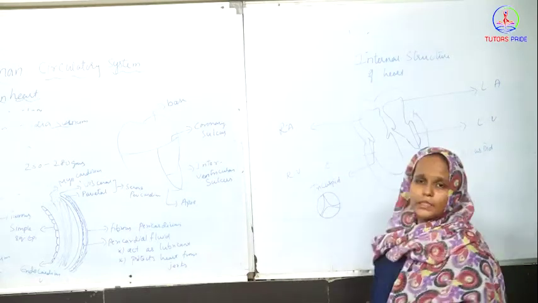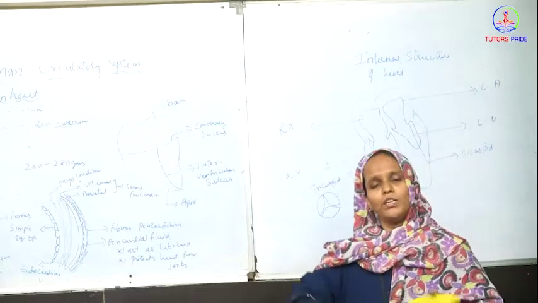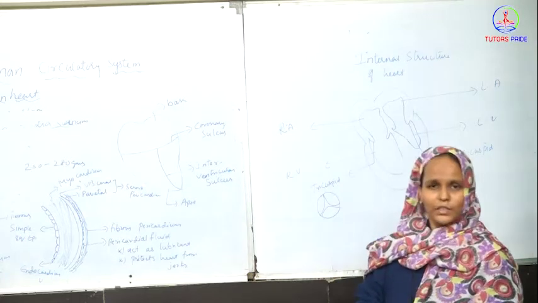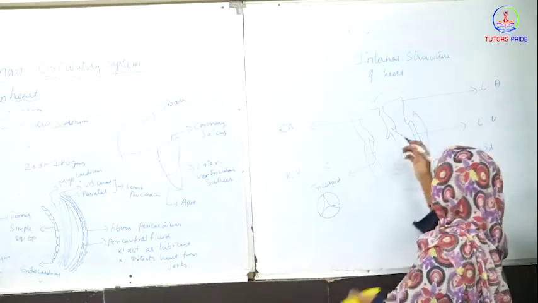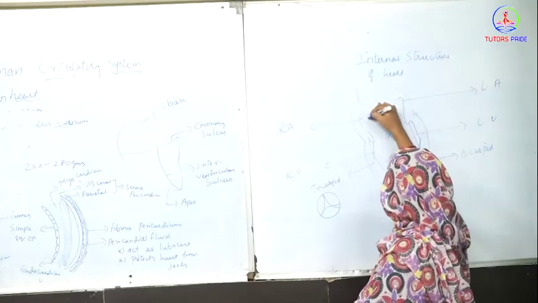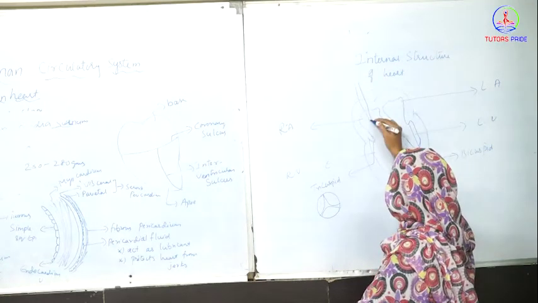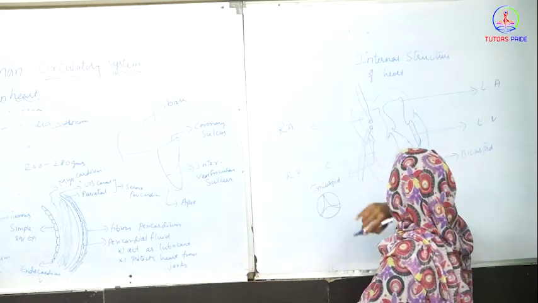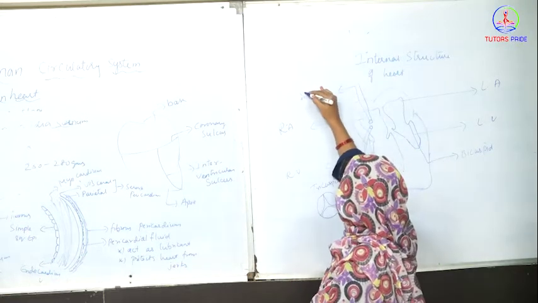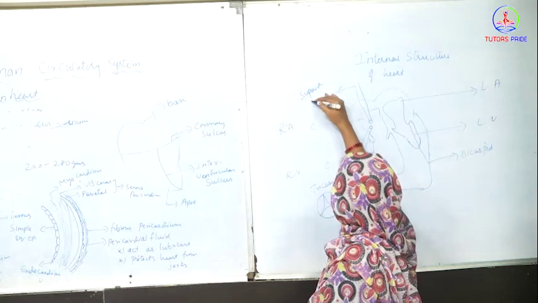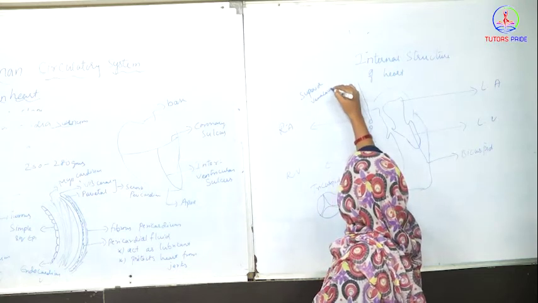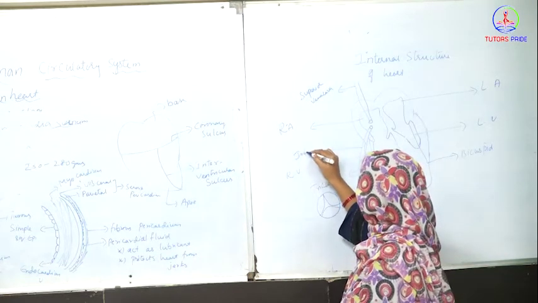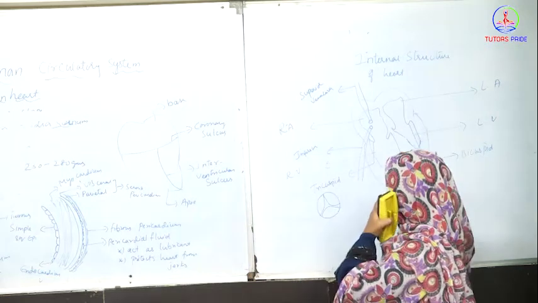Now we will be discussing the blood vessels. We will discuss the structure of blood vessels in detail in our further classes, but the arrangement we will see. Now these are the caval veins. This is the superior vena cava and this is the inferior vena cava.